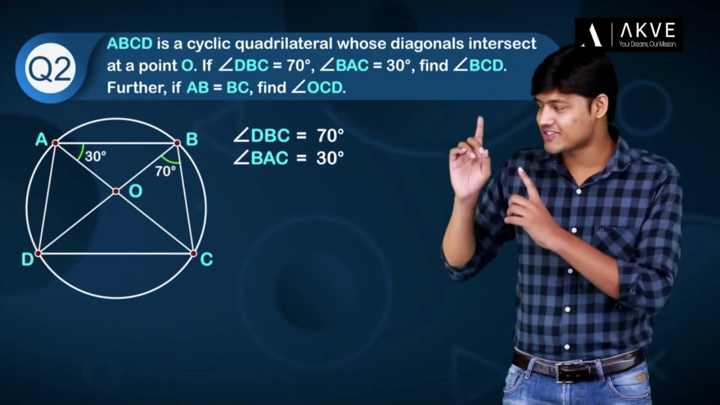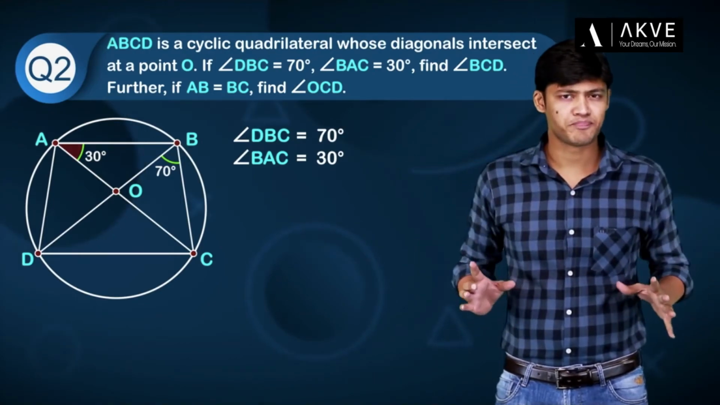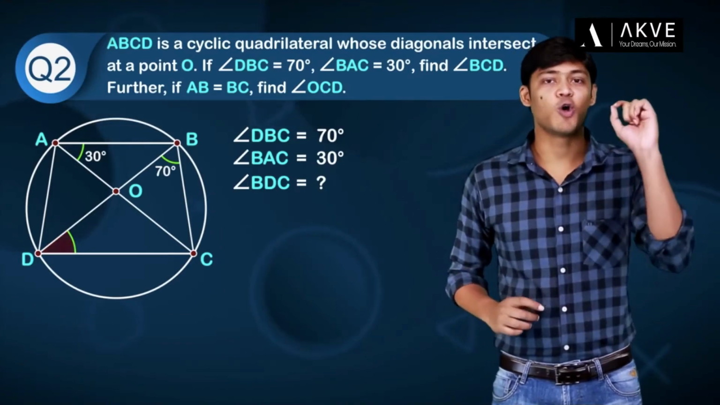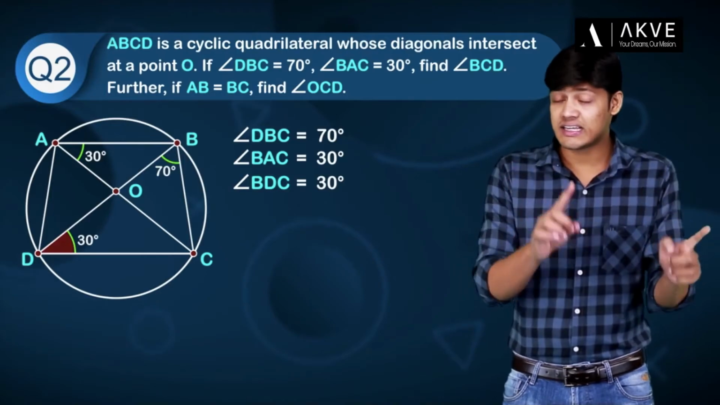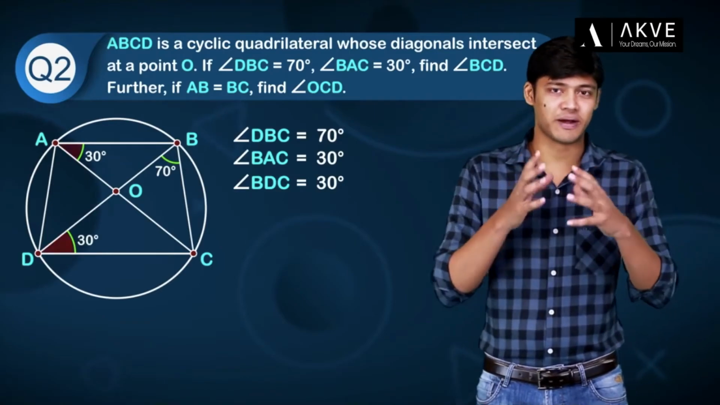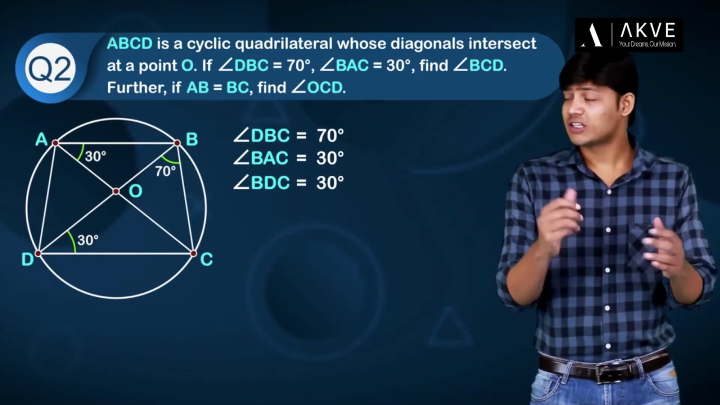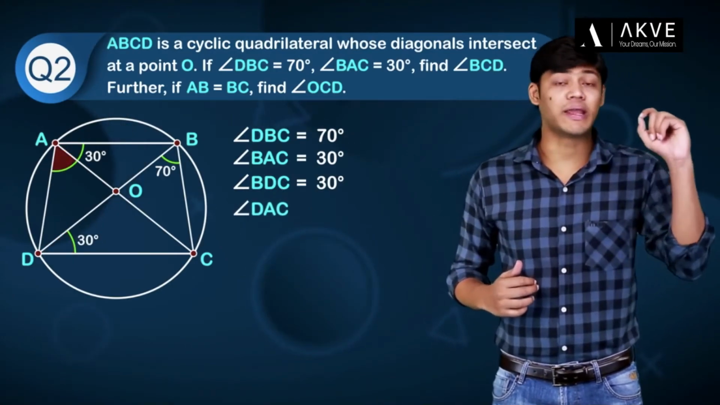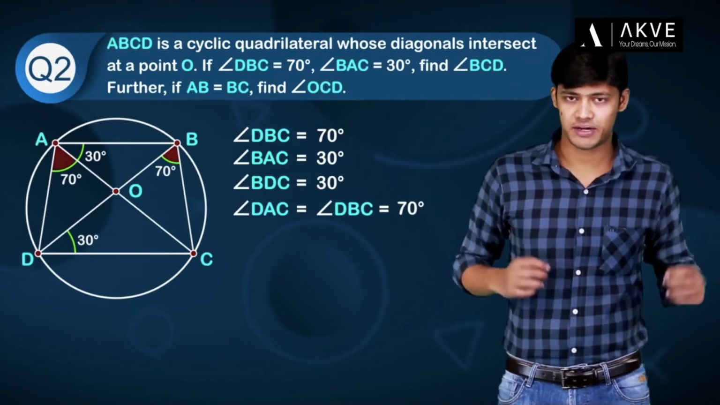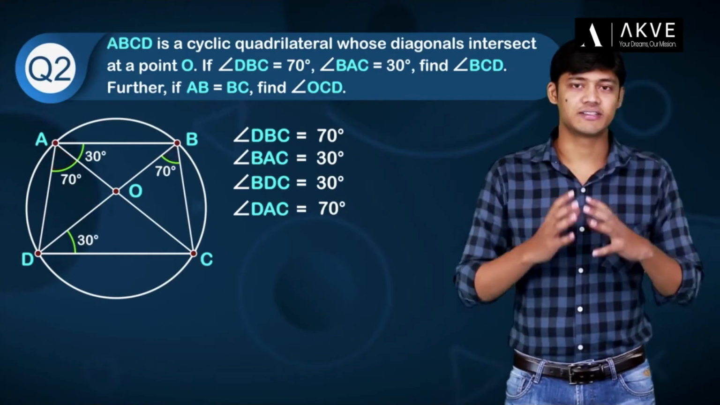Now let's start solving this. It is given that the angle BAC is 30 degrees. Now what will be the angle BDC? The angle BDC will also be equal to 30 degrees since the angles BAC and BDC are the angles in the same segment, and we know that the angles in the same segment are equal. Using the same logic, the angle DAC will be equal to the angle DBC since they are the angles in the same segment. So the angle DAC is equal to 70 degrees.